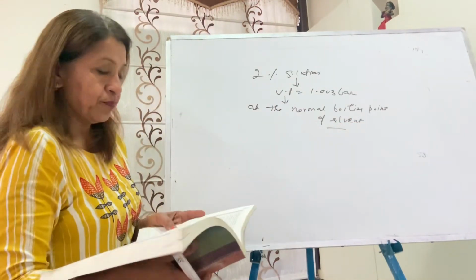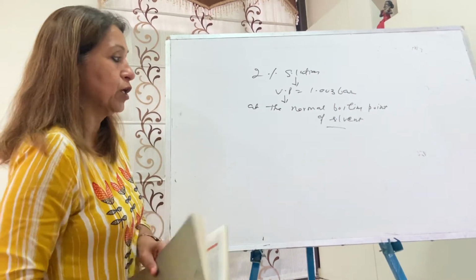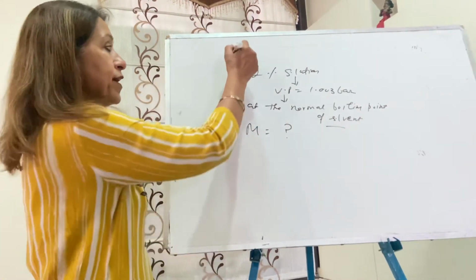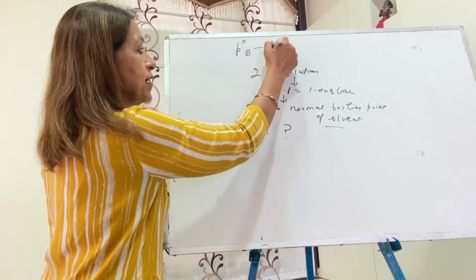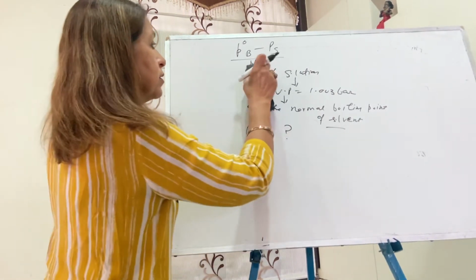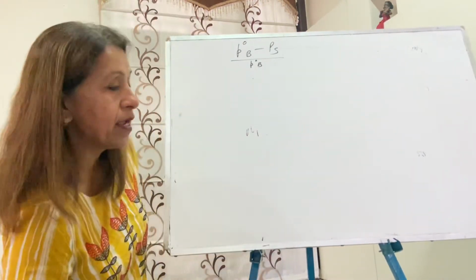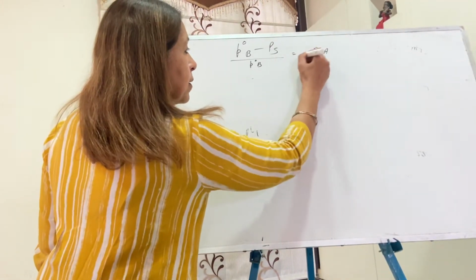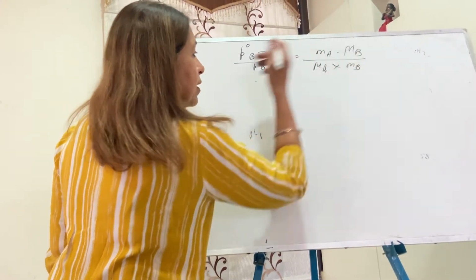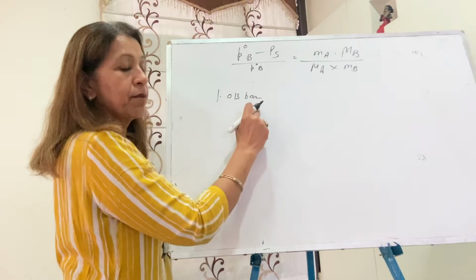Now students, what you will do, the question is to calculate the molecular mass of solute, capital M. You apply the formula: (P naught B minus PS) by P naught B. On the other side, because the solution is of mass 2%, on the right hand side you apply small ma by capital Ma, small mb by capital MB. P naught B is 1.013 bar.